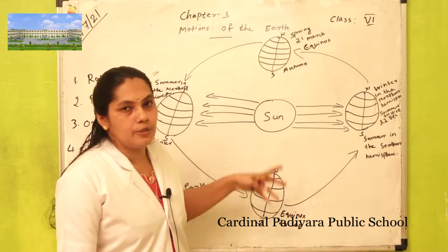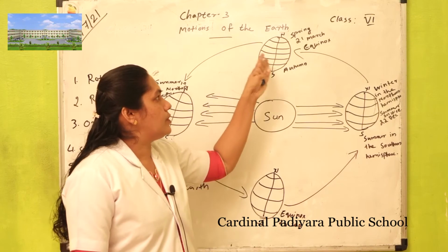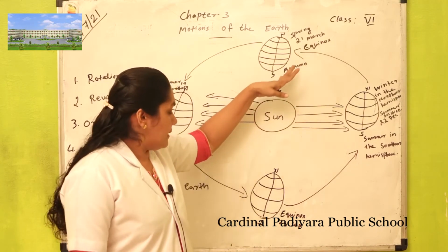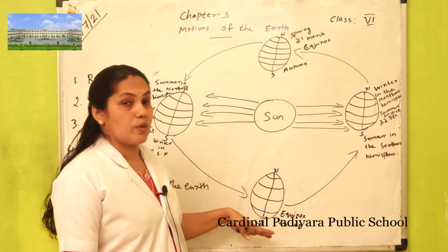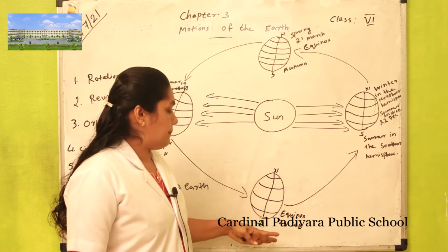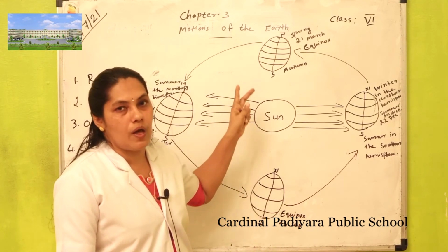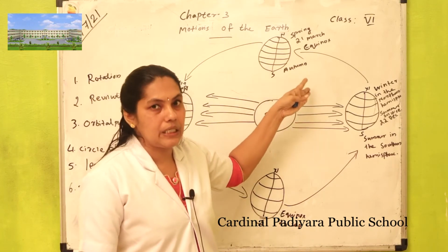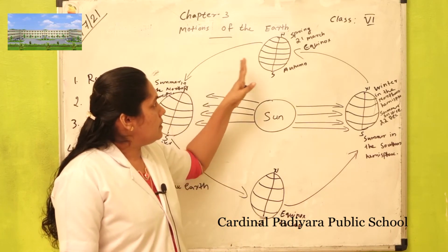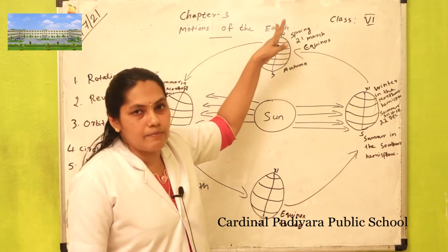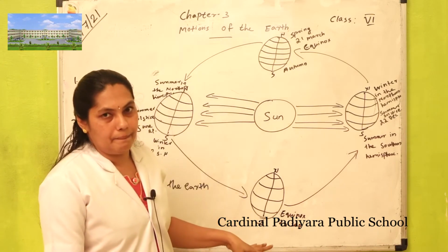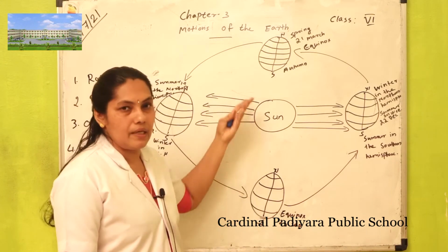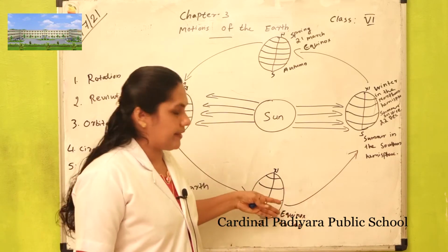This happens two times. The first is on 21st March, and in the same way the equinox also happens on 23rd September. Both times the sun rays fall directly on the equator. At that time the seasons are spring and autumn, in opposite directions.